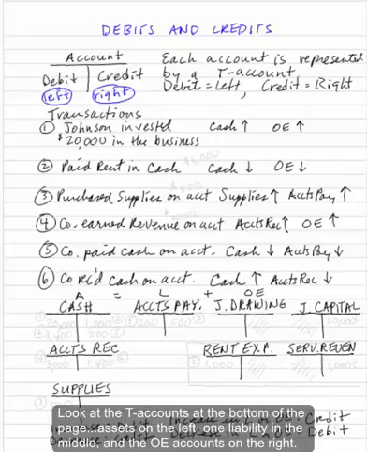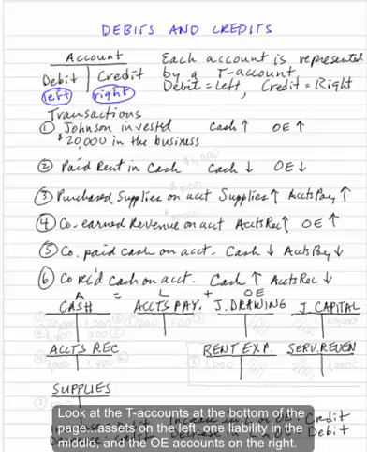And I've put the accounts down at the bottom of the page. So I've got T accounts down here for the assets on the left, cash, accounts receivable, and supplies. In the middle, I've got accounts payable. And the owner's equity, I've got a drawing and a capital account, rent expense, and service revenue.